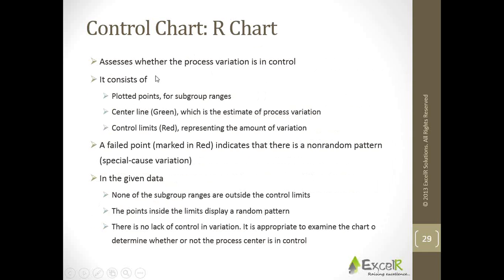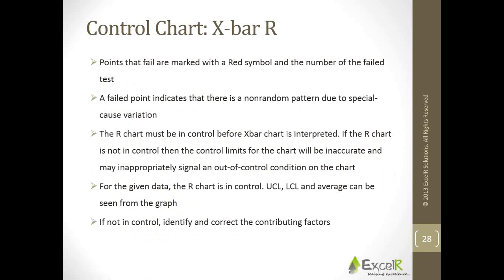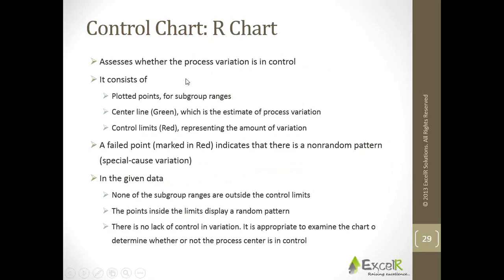R chart. Assess whether the process variation is in control or not. It's not the mean now, right? See in X bar R chart, X bar is used to check whether the mean of the process is in control or not. The moment we discuss about range, we discuss about the variation. It consists of plotted points for subgroup ranges.